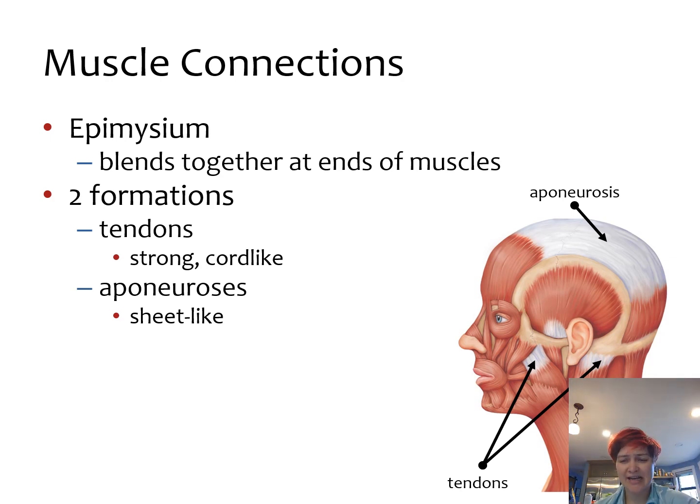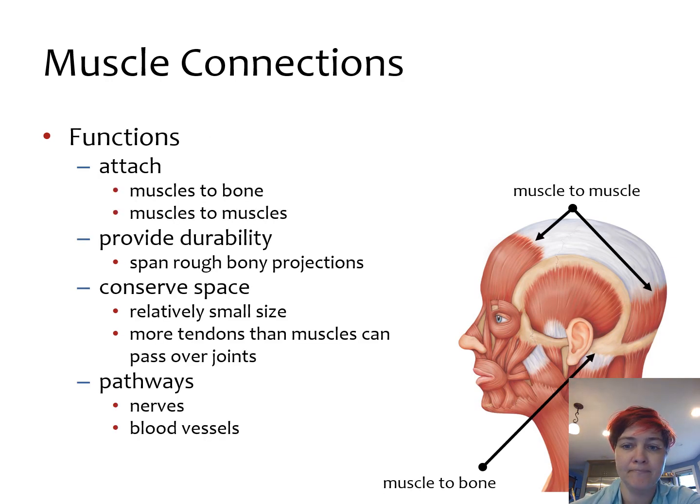Another place that you'll get these aponeuroses is in your abdomen. Yeah, so we talked about that. Aponeuroses, this is muscle to muscle. They have to span rough bony projections.